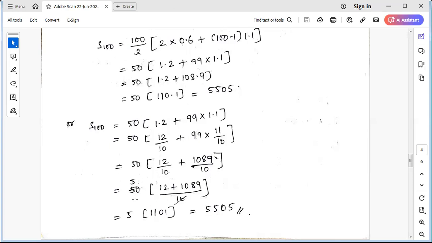Now take the LCM. Here 10 is there, here also 10 is there, so 10 becomes the LCM. So it is 12 plus 1089 divided by 10. So this 10 you can cancel with the 50, because 10 fives are 50, so it becomes 5 into the bracket. This 12 plus 1089 is 1101, and this 1101 into 5 gives 5505. So in this way, you can avoid the decimal point and solve it, and the answer will be the same in both cases.